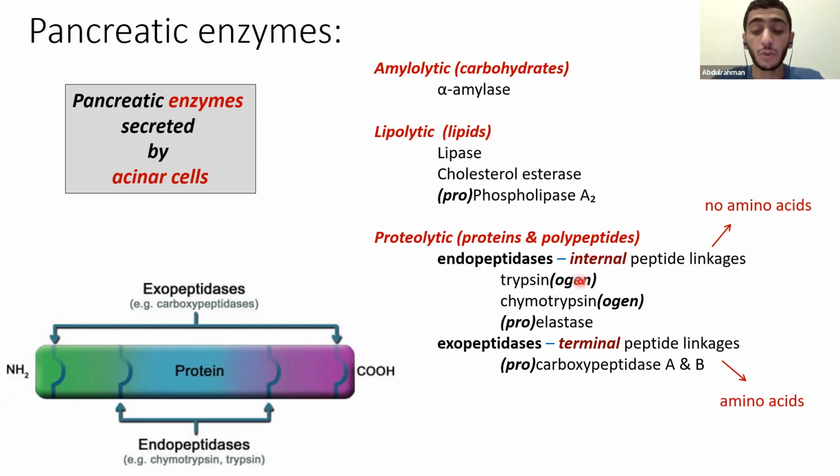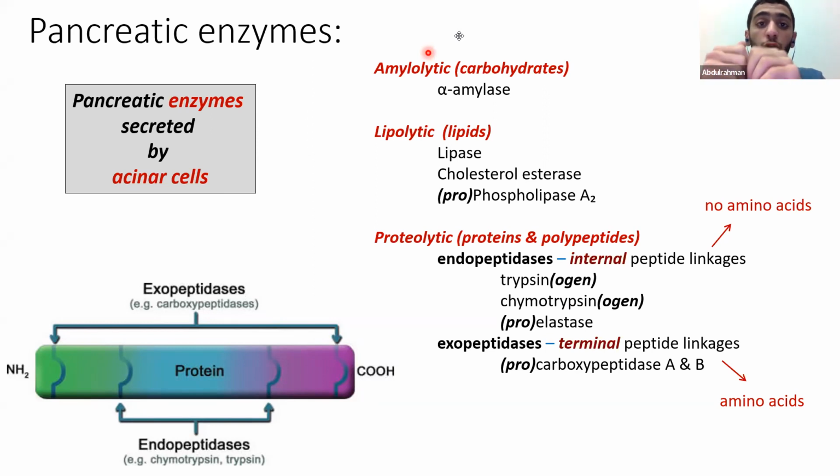Now, the next thing you need to notice here is the prefix pro or the suffix ogen. What does that mean? It means that this enzyme is not active. And this is very important and high yield to keep in mind. The pancreatic enzymes, as they are secreted by the acinar cells, are released as inactive precursors. This is important because if these enzymes were active inside the pancreas, they would destroy the proteins, the fats, and the sugars inside the pancreas, and therefore they would destroy the pancreas itself, which leads to something known as pancreatitis, or inflammation of the pancreas.